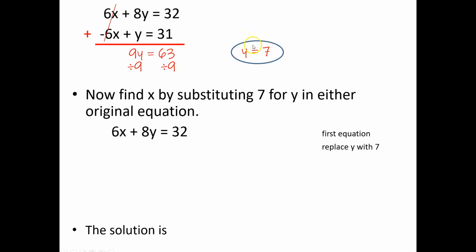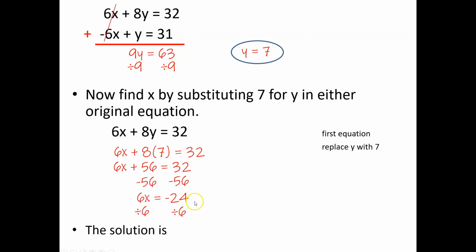So now that we have found y, we'll find x by substituting 7 for y in either one of these original equations. We chose the top one because it's on top. So we put the 7 in for the y, then we multiply it out, then we subtract 56 from both sides to get the x all by itself, then we divide by 6, and we get x is negative 4. We have completed the second part.